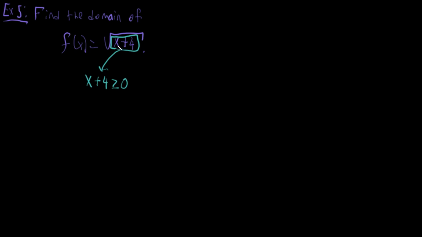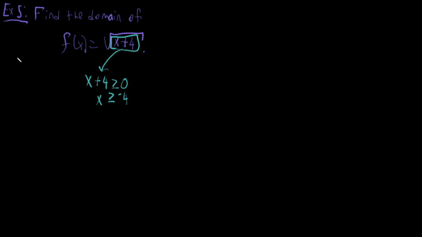If it's bigger than 0, the whole thing that's plugged in, it's fine. The square root of a positive number is a positive number. If it's less than 0, we've got a problem. So what we want is for x plus 4 to be greater than or equal to 0. So we're just going to subtract 4 from both sides. That does not change the sign. And we get that we want our x's to be greater than or equal to negative 4.